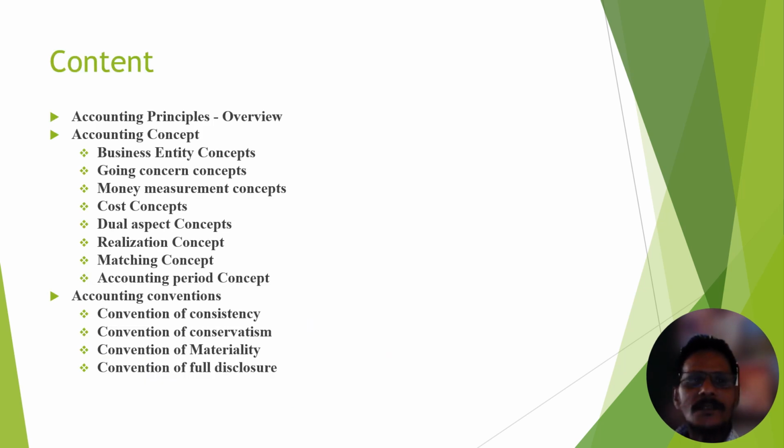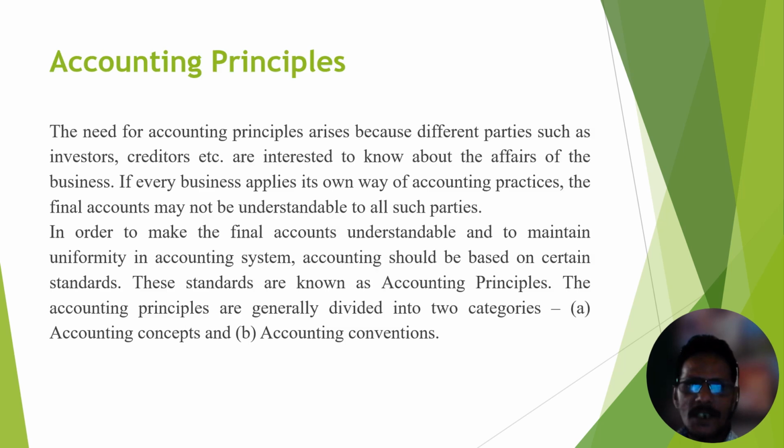Now, these are the contents for this topic: accounting principle overview, then accounting concept. Under accounting concept, we cover business entity concept, going concern concept, money measurement concept, cost concept, dual aspect concept, realization concept, matching concept, and accounting period concept. After that, accounting convention. Under accounting convention, convention of consistency, convention of conservatism, convention of materiality, and convention of full disclosure. Now, let's restart. The overview of accounting principles.